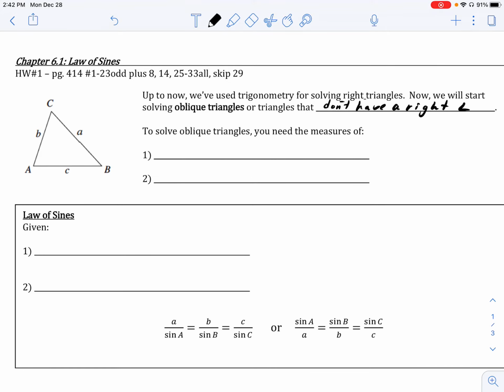And in order to solve an oblique triangle, we are going to need three things. And one of these three things has to be a side. So we have to at least have one side in order to solve an oblique triangle. And I'll just write this and underline that, any two other parts. So to solve an oblique triangle using trigonometry, we're going to need at a minimum one side and any two other parts. And by parts, I mean either other angles or other sides.